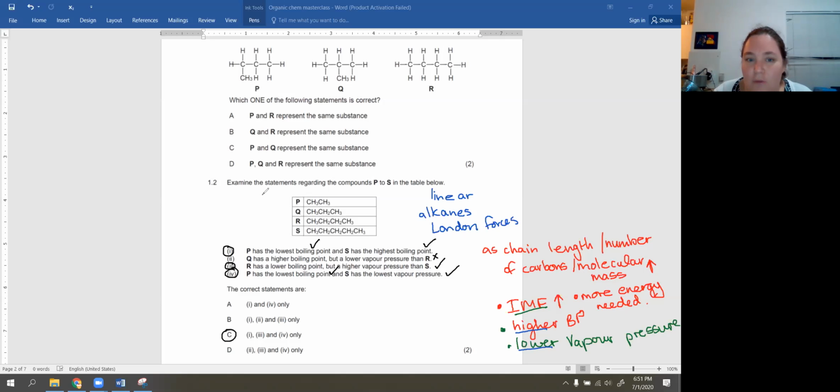So over here, P will have the weakest intermolecular forces, and here we'll have the strongest. That also means in turn that here we'll have a low boiling point and a high vapor pressure. Here we'll have a high boiling point and a low vapor pressure.